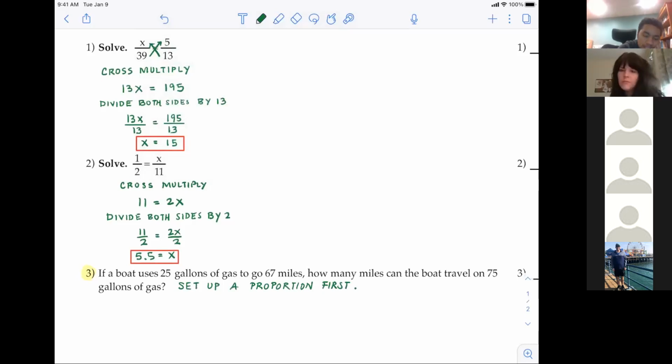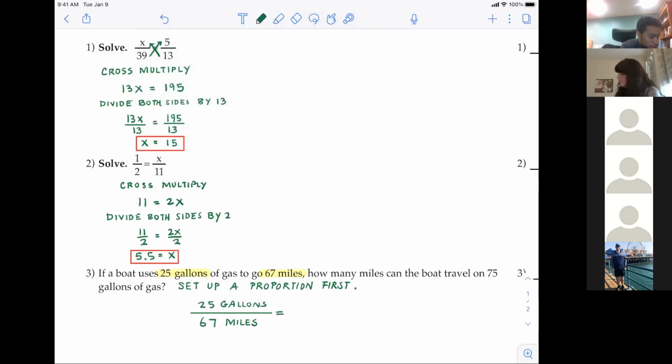So how exactly do we set up a proportion in this case? Well, let's see what we have on hand to work with. 25 gallons of gas allows the boat to go 67 miles. So these two figures work like the conversion rate that you saw in the currency exchange problem. 25 gallons will allow the boat to go 67 miles. So that's basically one side of your proportion.